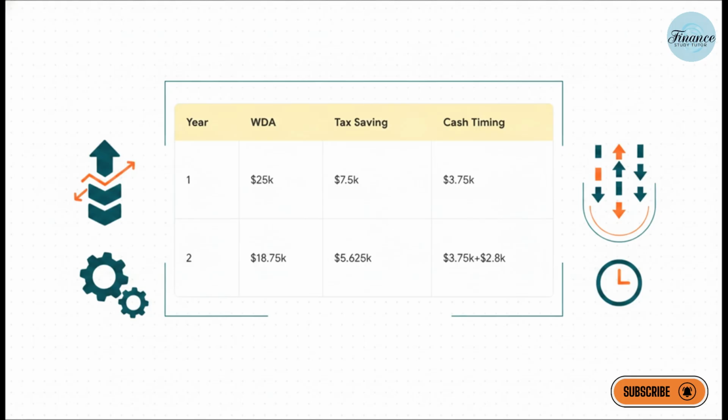Then, in year 2, you get the second half of year 1's saving, plus the first half of year 2's saving. It creates this whole cascading effect that you absolutely must model perfectly in your NPV tables.